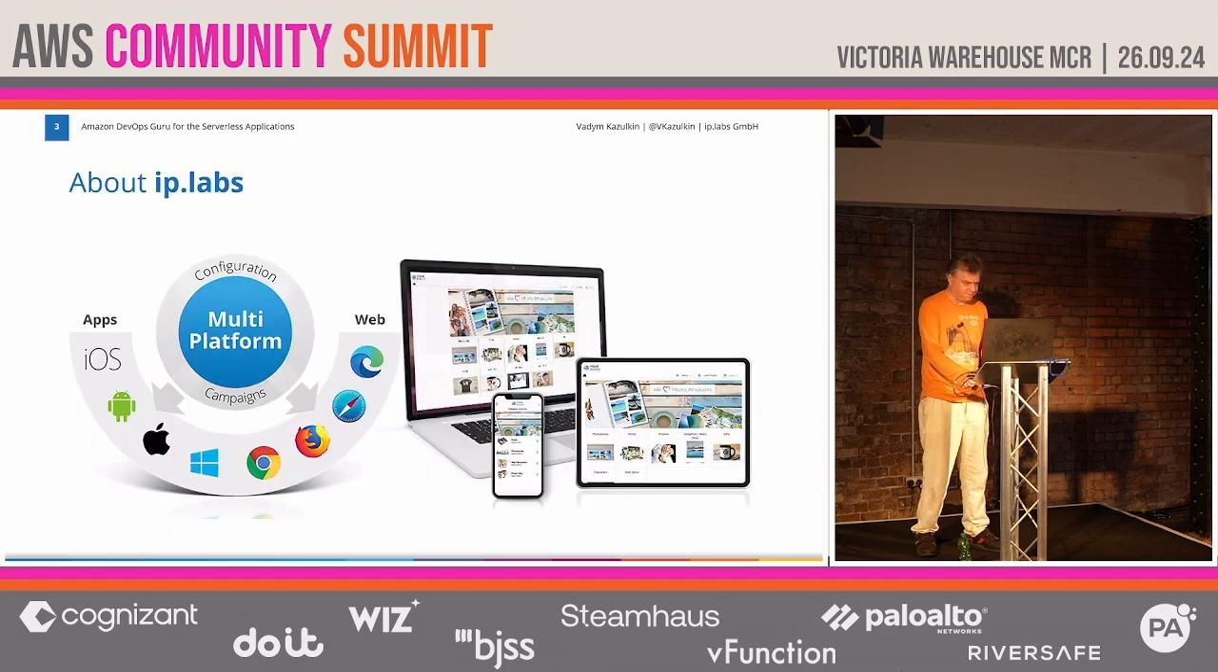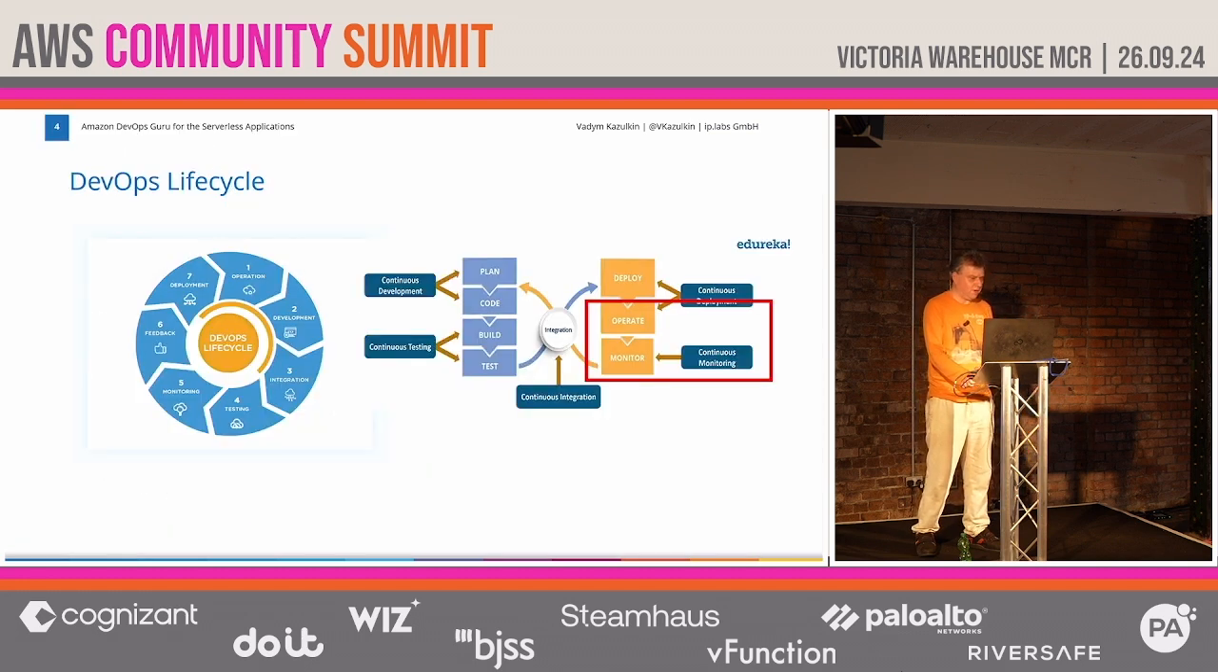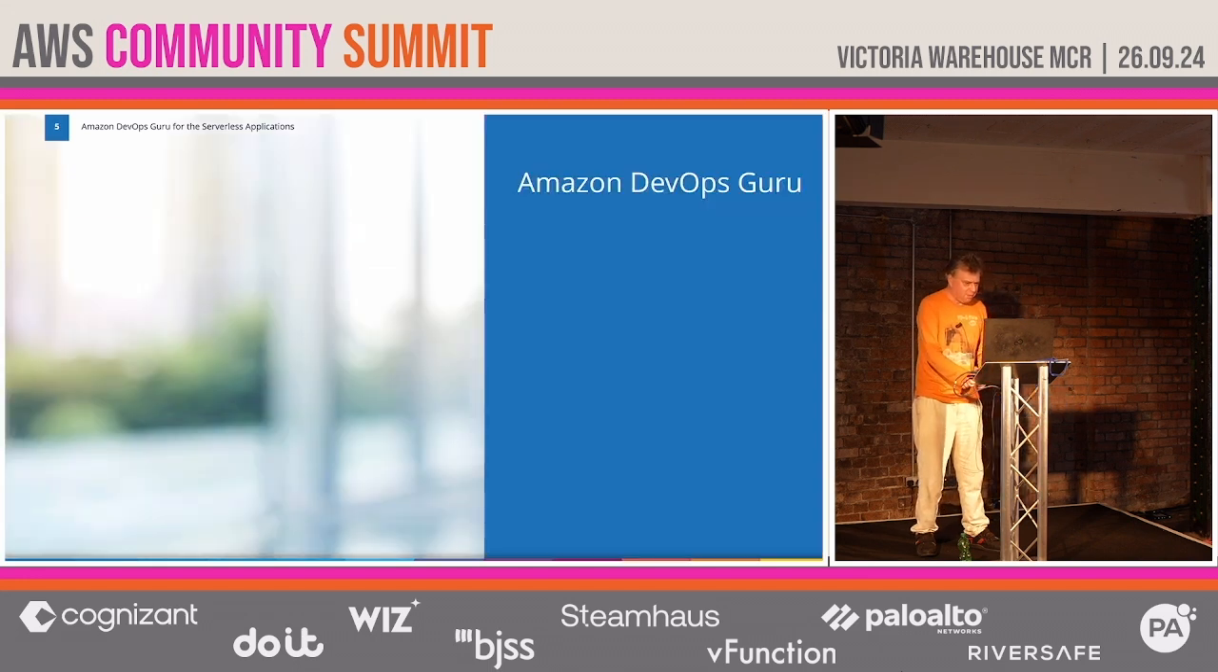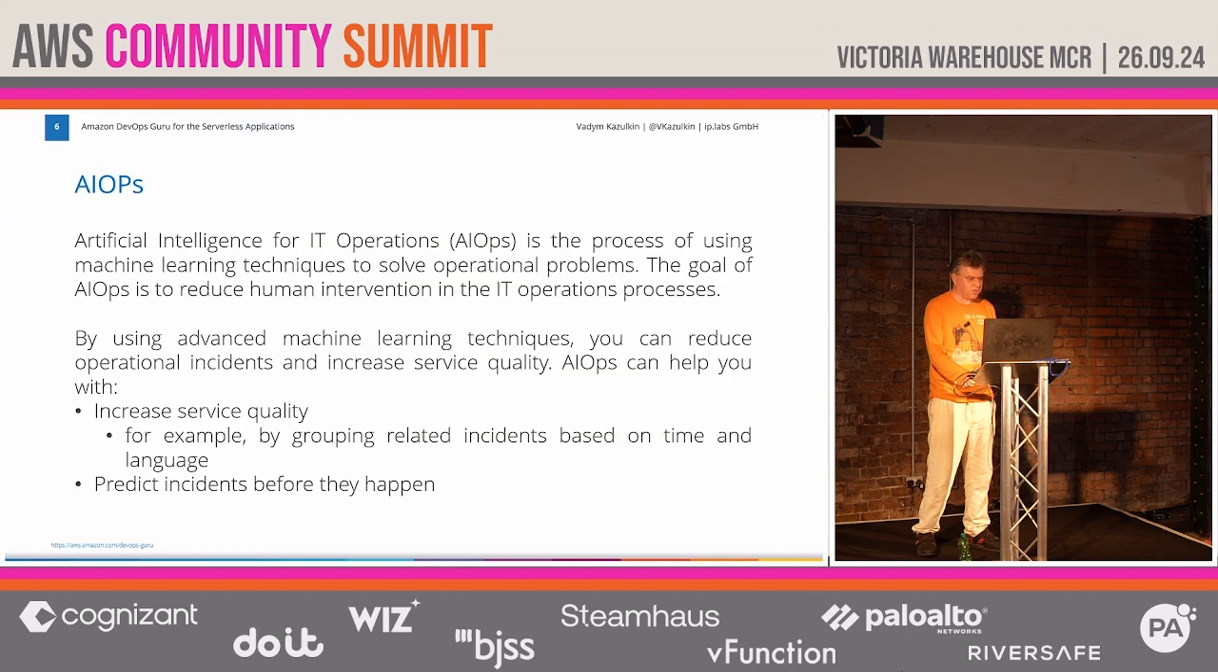So we will be talking about the two last steps in this whole DevOps life cycle, I would say, operate and monitor. This is where this service resides. But before we start, just to paint a picture of what category this service belongs to, it's AIOps. Today everything is Ops: DevOps, MLOps, AIOps.